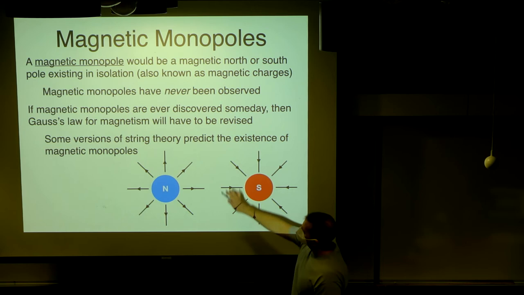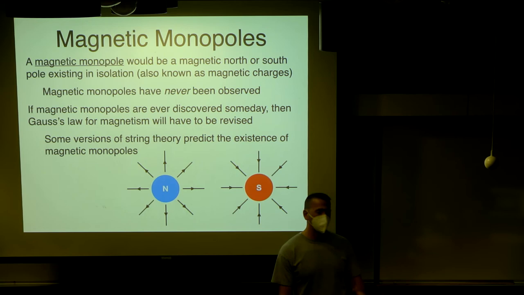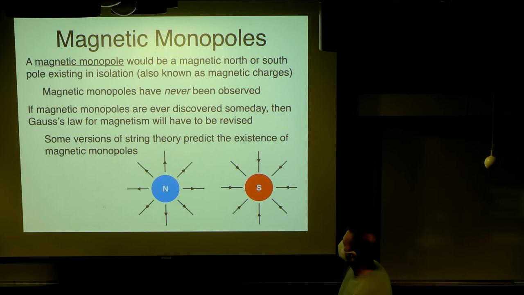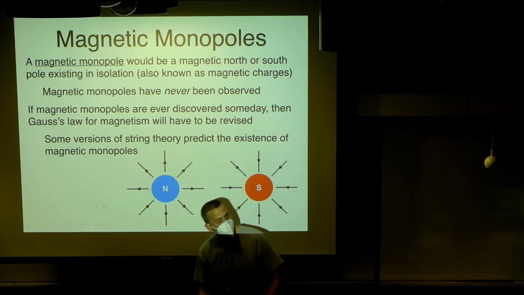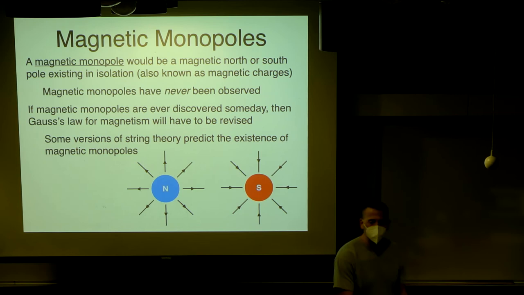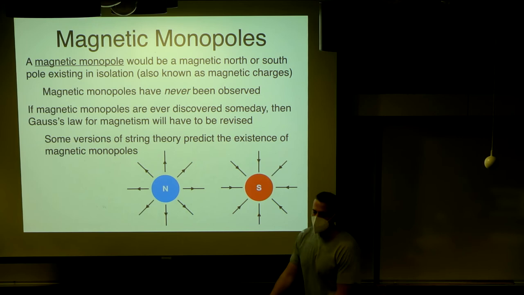And again, I want to stress, these things don't exist. They've never been observed before, and there's a pretty good reason to think that they don't exist, and they're never going to be observed, all right? But if they did exist, this is what they would look like. Let's say we had a north monopole, right? That would just have field lines that go away from that pole and just go off to infinity without, again, looping back around, right? If we had an isolated south pole, that would just involve lines coming into that, again, not forming closed loops, okay?